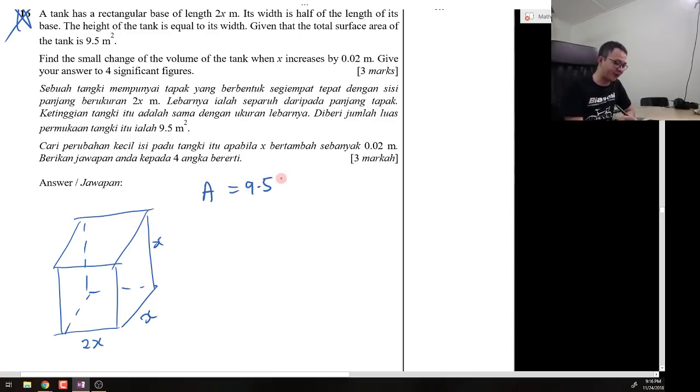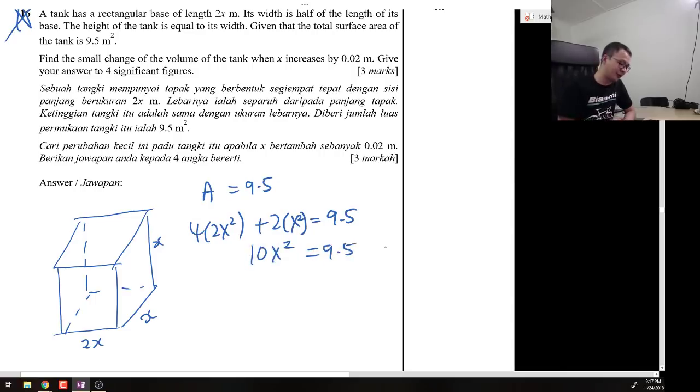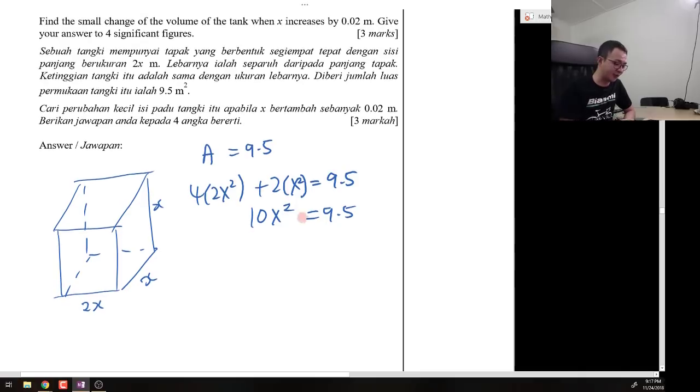Since it's 9.5, right? So there are 6 surfaces. I hope you see that. There's 1 here. This is 2x squared. Behind got 1, 2x squared. Top also is 2x squared. Bottom also 2x squared. So we have 4 pieces of 2x squared. And then the side here is x squared. You have another x squared, plus double x squared equals 9.5. So we have 10x squared equals 9.5. Alright, we might need to use this equation later.